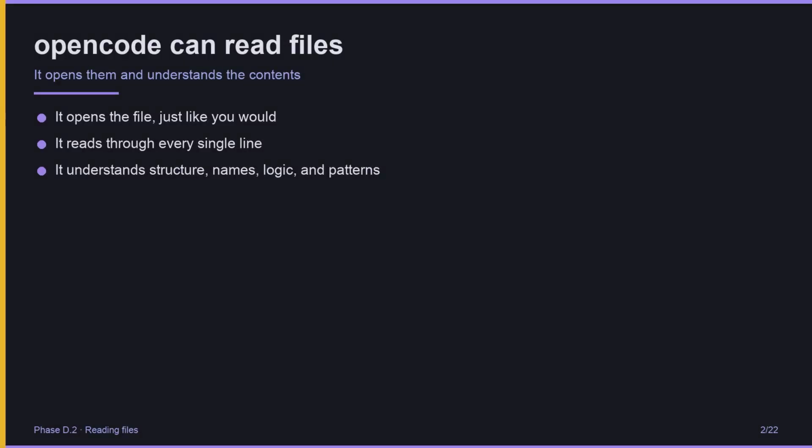OpenCode can read files. That might sound obvious, but it is worth pausing on, because it is one of the things that makes it genuinely different from a chatbot in a browser window. When you point OpenCode at a file, it opens that file, reads through every line, and actually understands the contents, the structure, the names, the logic, the patterns. It is not guessing. It has looked, carefully, at your work.